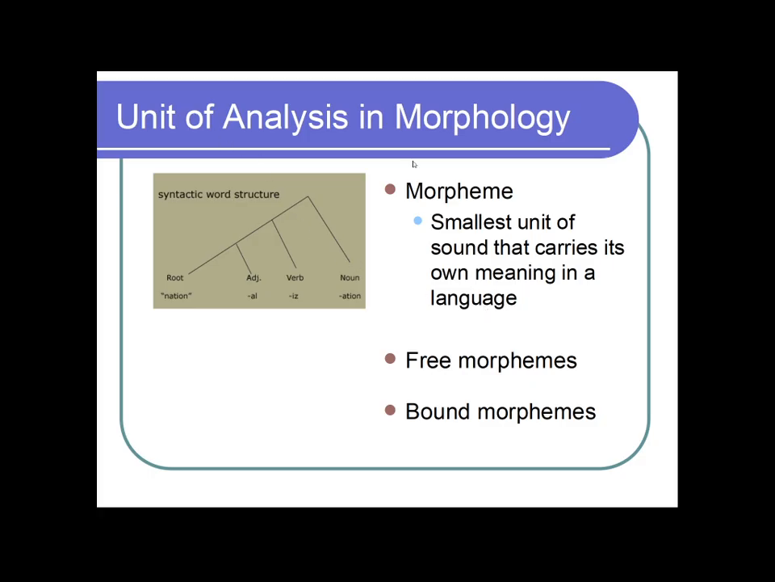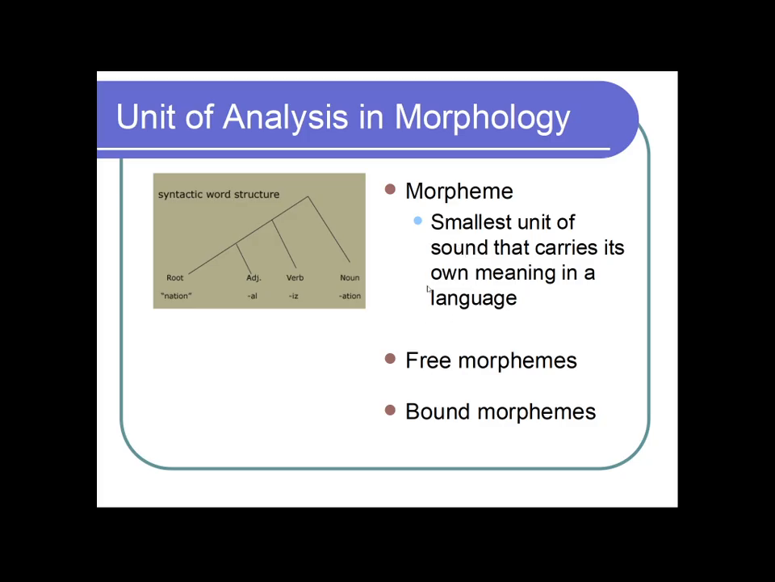The unit of analysis in morphology is a morpheme. And it starts off the same as a phoneme, but it's slightly different. It's the smallest unit of sound that carries its own meaning in a language. All right, so phoneme, we said smallest unit of sound that changes meaning in the language. Morpheme, we're saying smallest unit of sound that carries its own meaning. That's a big distinction. Carries its own meaning.